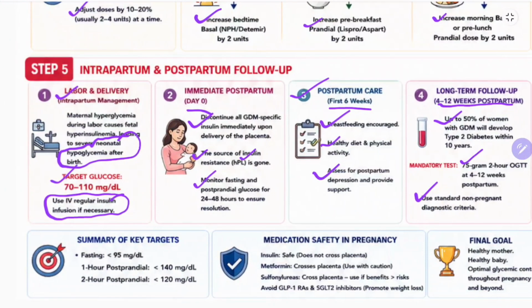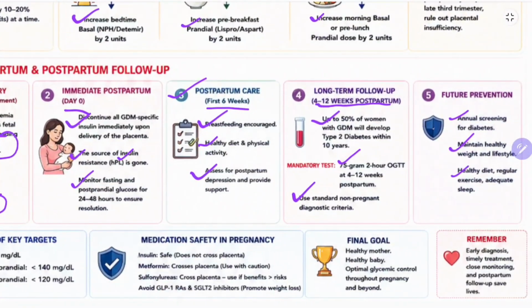So some key targets: fasting should be less than 95, 1 hour should be less than 140, 2 hours should be less than 120. Medication safety in pregnancy: insulin is safe, it does not cross the placenta. Metformin crosses the placenta, use with caution. Sulfonylureas are generally not used, they cross the placenta. Use only if benefits are more than risk.